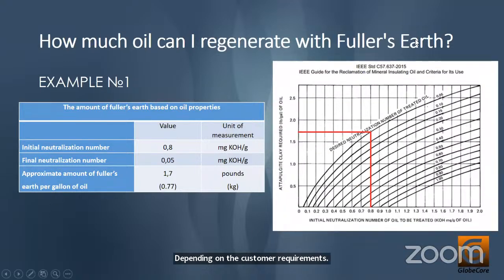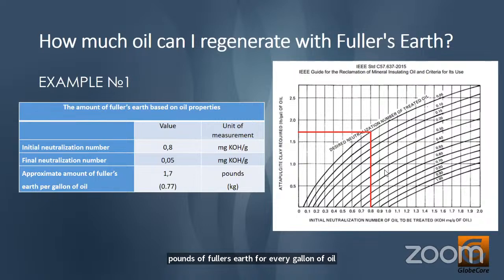So let's take a certain value or assume that the initial neutralization number is 0.8, and we want to achieve 0.05. In our case, 0.8 is here. Let's move our line to our desired value, to our final number, and say we want to achieve 0.05. When translating the value along the y-axis, it turns out that we will need approximately 1.7 pounds of Fuller's earth for every gallon of oil regenerated.